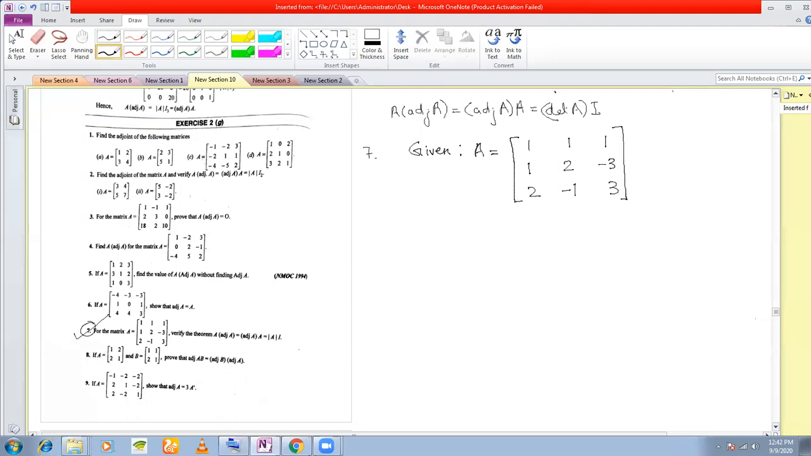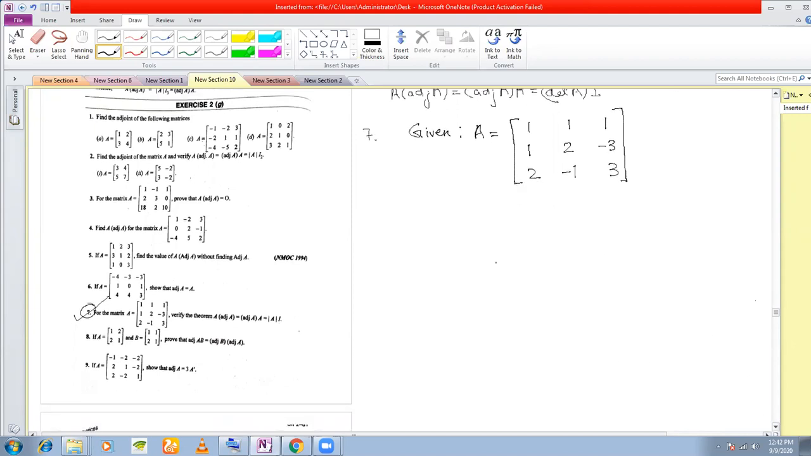Det A, they have given this symbol instead of writing det A. Remember, I told you that you can give this symbol also. Is equal to det A into I. So the first thing that we are going to do here, we are going to find out the adjoint of this matrix.